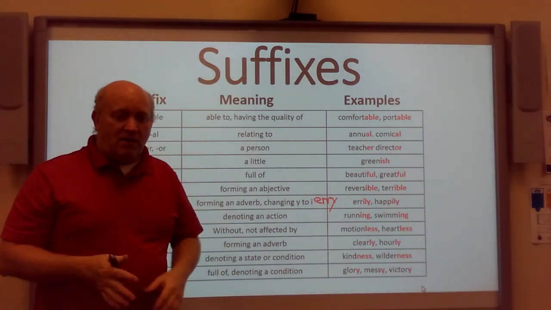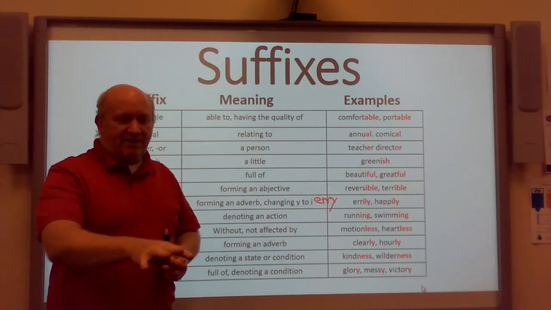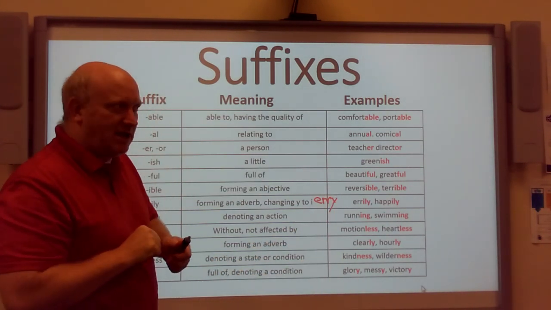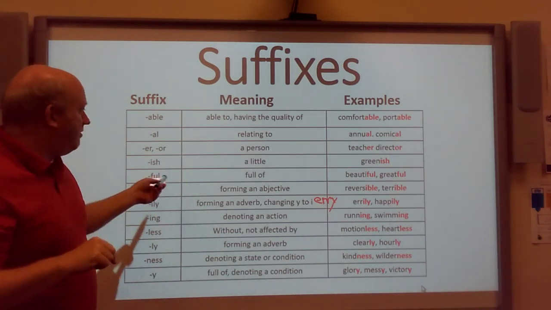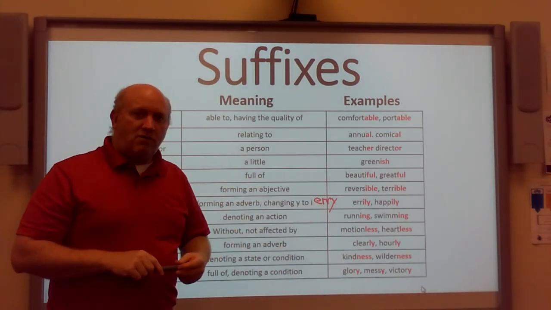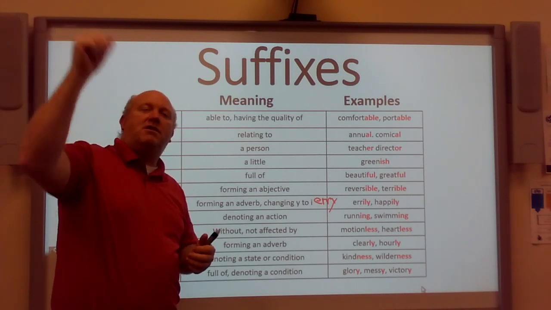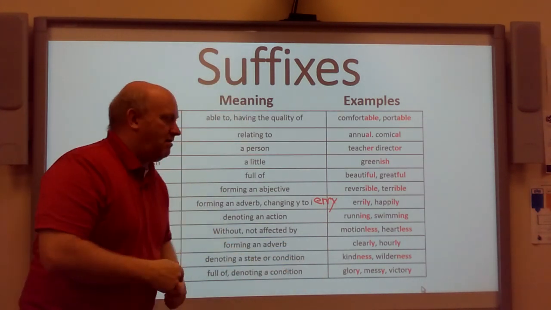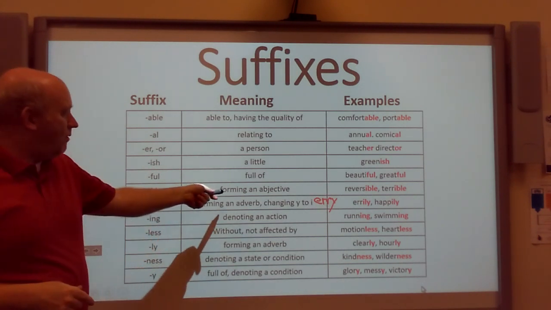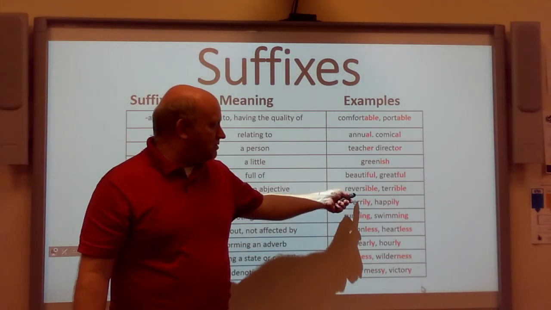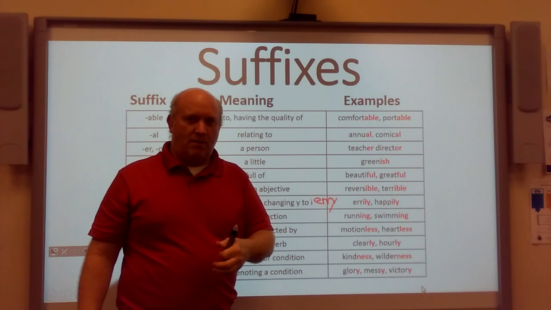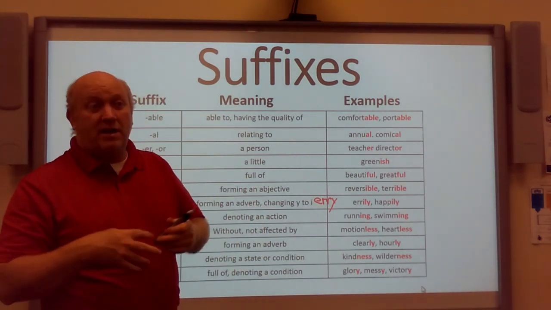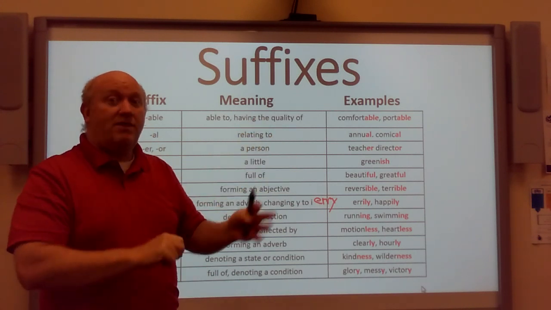Ish means a little. For example, greenish. That carpet looks a little greenish. That means it has a little green mixed in with the other colors. Ful means full of, beautiful, grateful. The sun looks beautiful today. That means the sun is full of beauty. Ible forms an adjective. For example, reversible, terrible. That tomato soup tastes terrible. Terrible is an adjective describing what? The tomato soup.